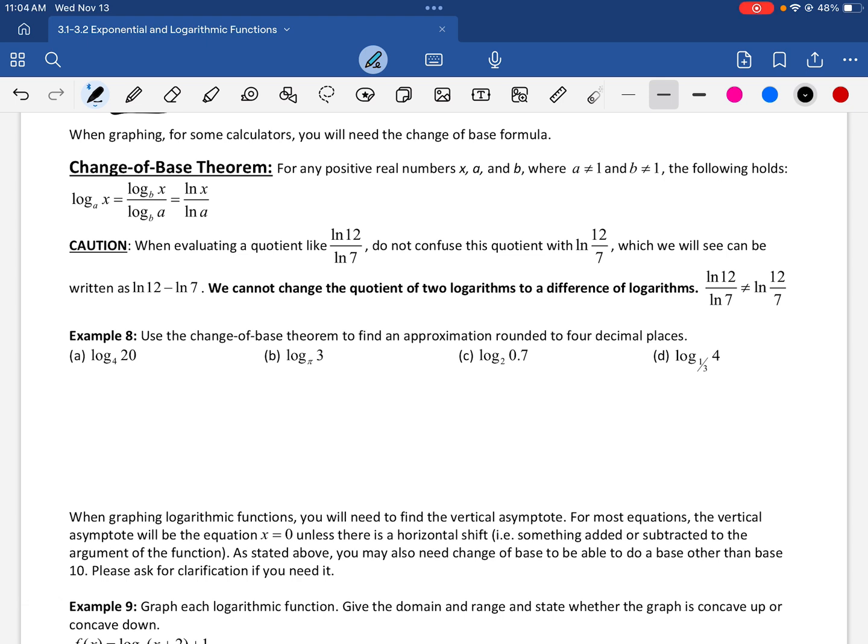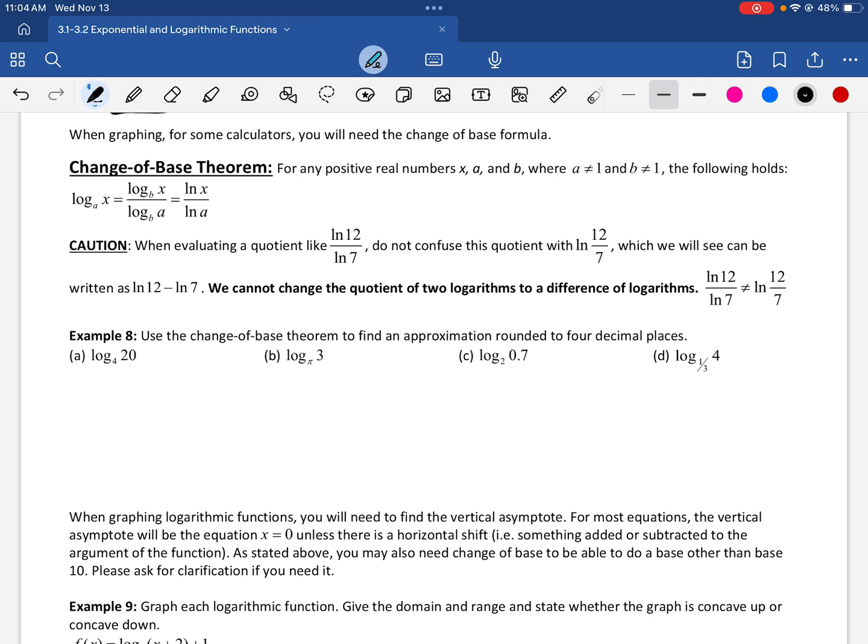It says when graphing, for some calculators, you will need the change of base formula. Depending on how updated your calculator software is, sometimes your calculator will allow you to do different bases besides just a base 10, but sometimes they do not. So you need a way to change something that is not a base of 10 to a base of 10. We do that through what we call the change of base theorem. And so here you can basically see what it is.